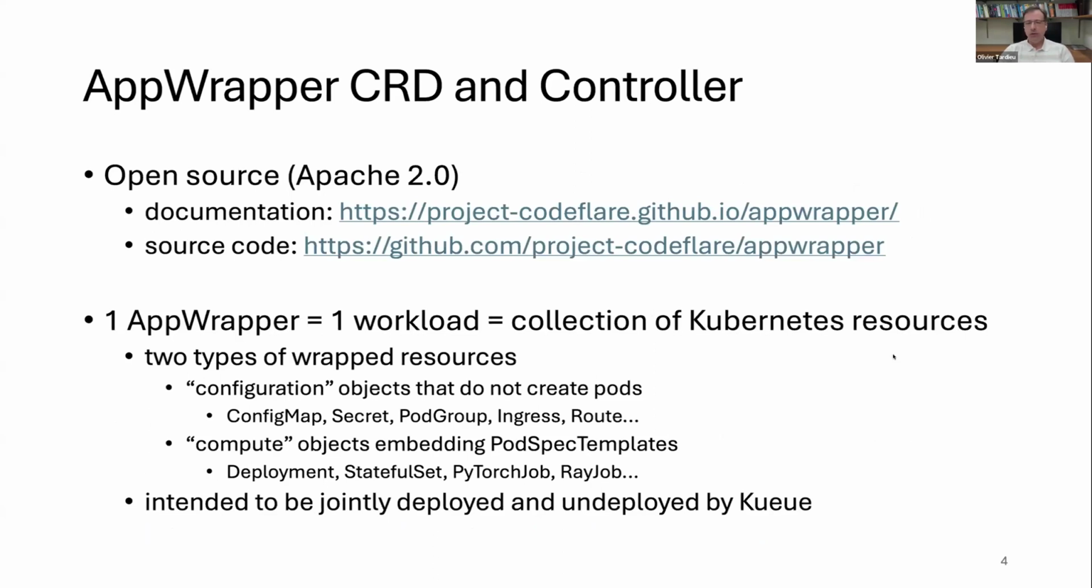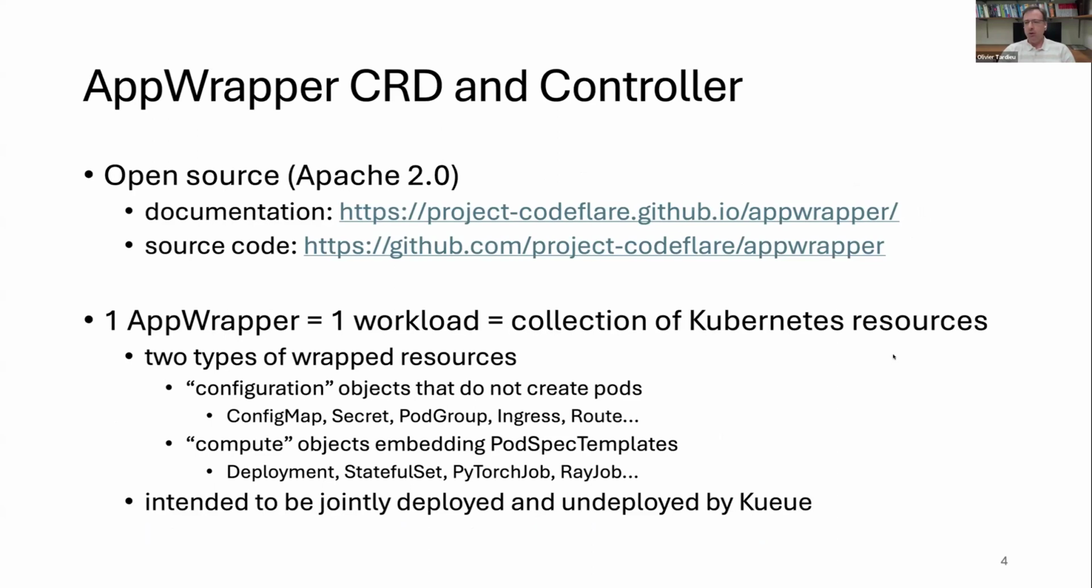Building this new AppWrapper CRD and controller. That's an open source project, Apache 2 license. You can find the source code, the documentation, etc. And at the high level, the idea is an AppWrapper is going to be a workload, and a workload is going to be a collection of Kubernetes objects.